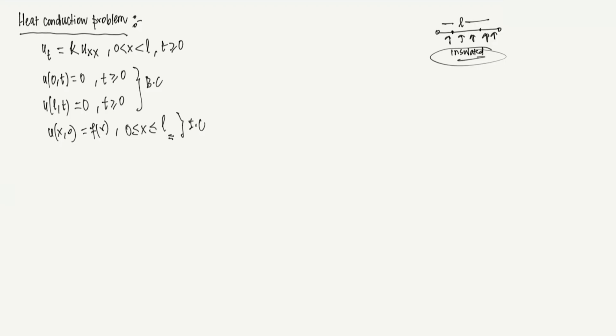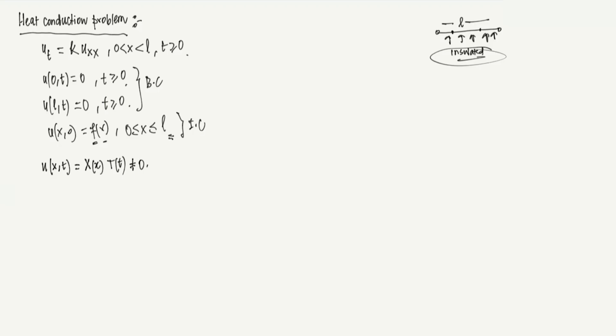Now we want to solve this. Let's assume our solution u of (x, t) looks like capital X of x times capital T of t, some function of x times a function of t. And let's say this is non-zero. Why non-zero? Because 0 is a solution of the equation and both boundary conditions, but 0 is not a solution of the initial condition unless f of 0 equals 0. Generally speaking, we are not looking for the zero solution. We are looking for a non-trivial solution.